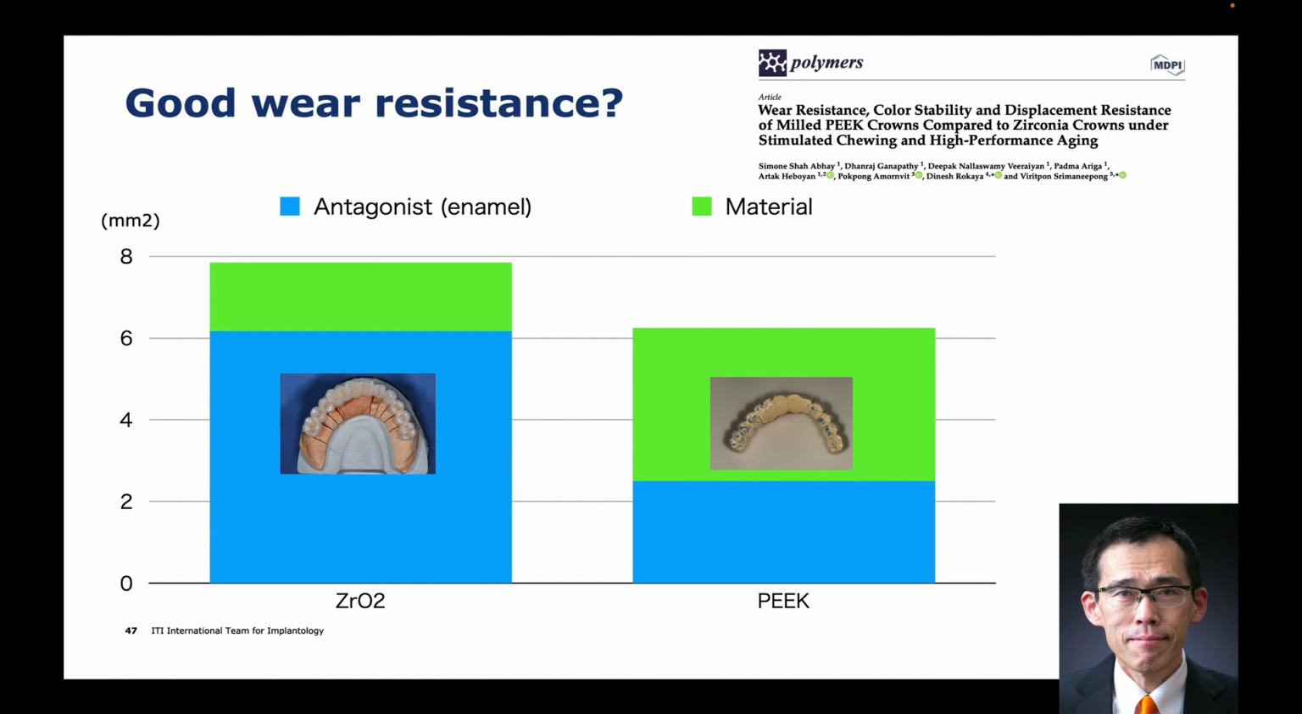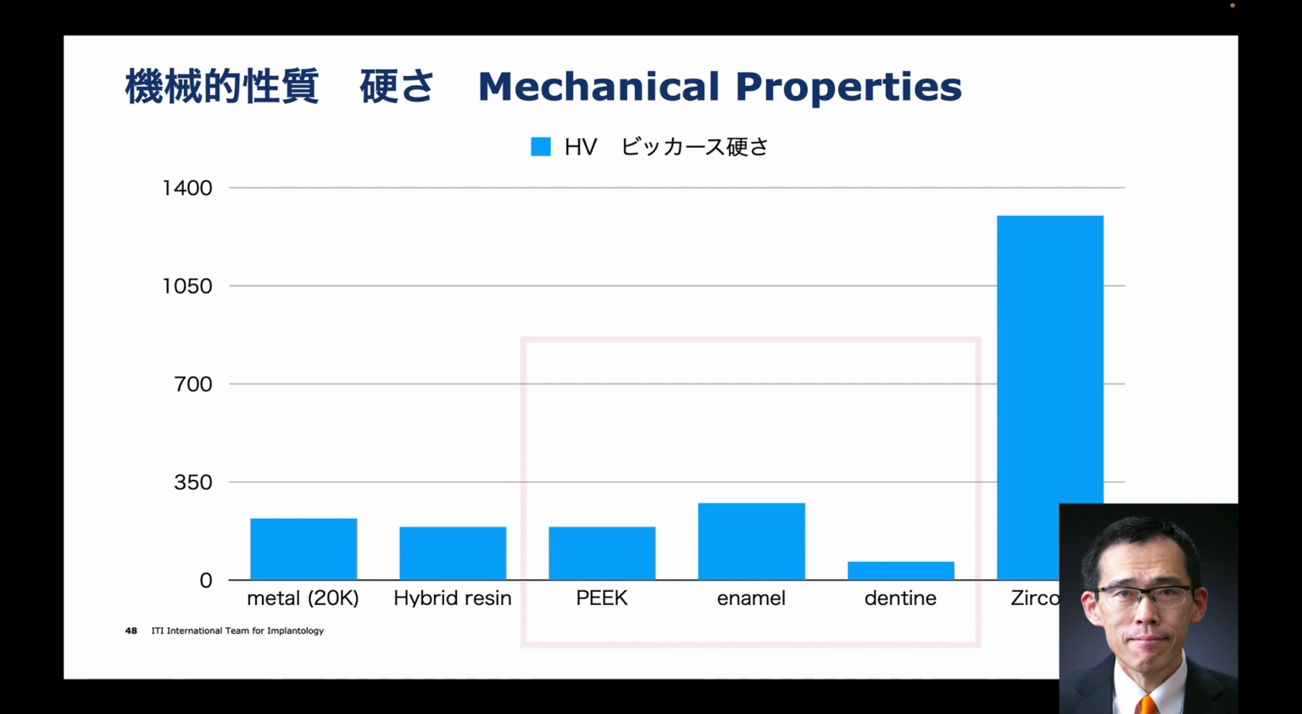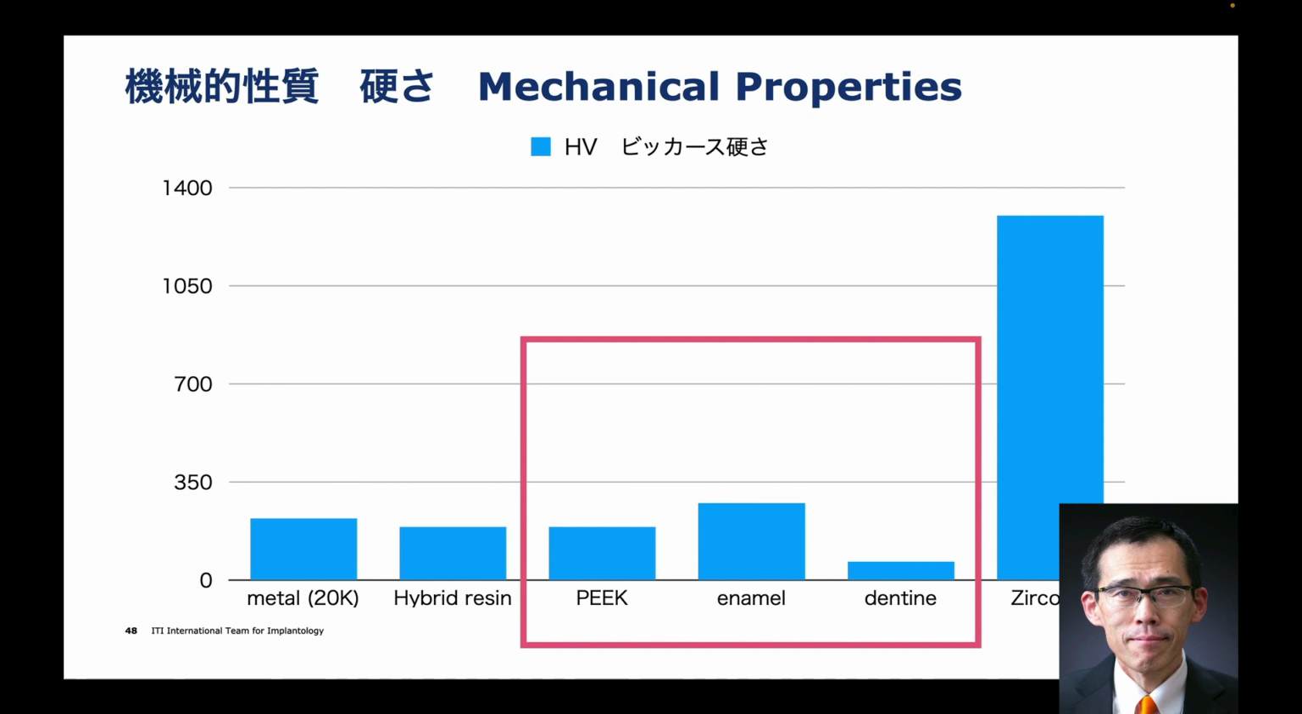You can see a blue space. In terms of material itself and the antagonist, PEEK is considered to be a more ideal prosthetic material as there is less reduction in vertical dimension compared to zirconia. PEEK is better than zirconia, I think, because in hardness, PEEK is more similar to enamel and dentin than zirconia. It is also favorable for biocompatibility.